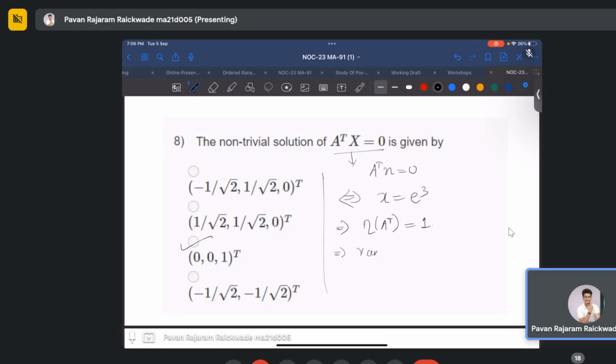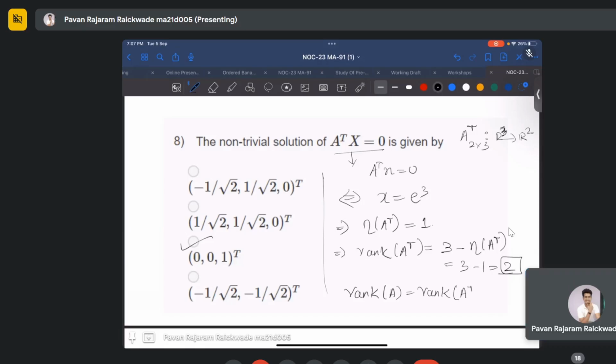Plus, what will be the rank of A transpose? By the way, A transpose is a matrix which is 2 cross 3, which will be from R3 to R2 mapping. So it will be 3 minus nullity. Correct? And for any matrix A, rank of A is same as rank of its transpose. That's your answer.